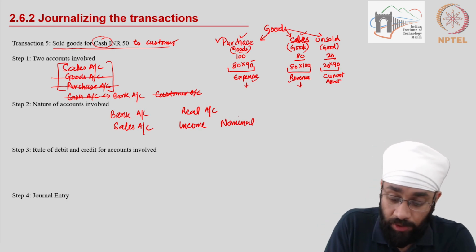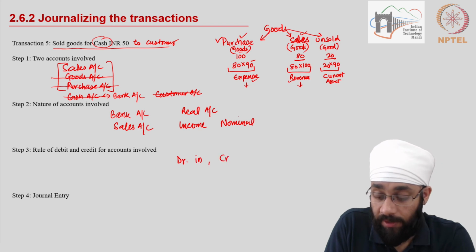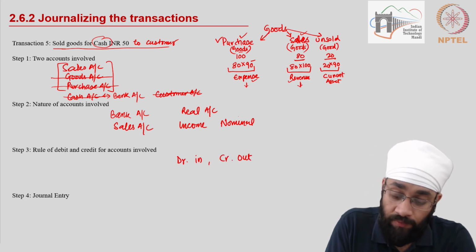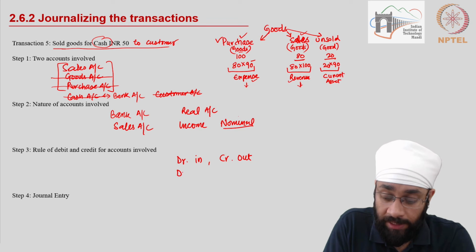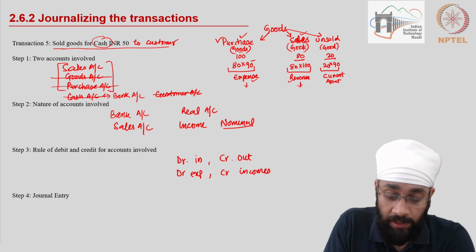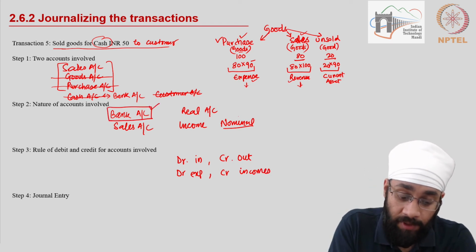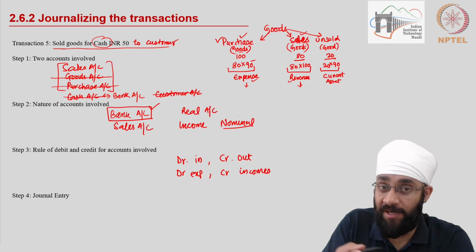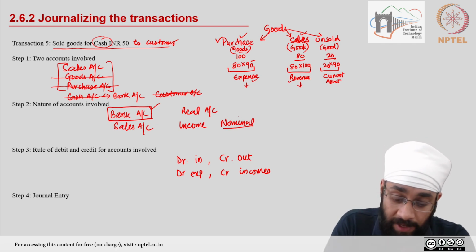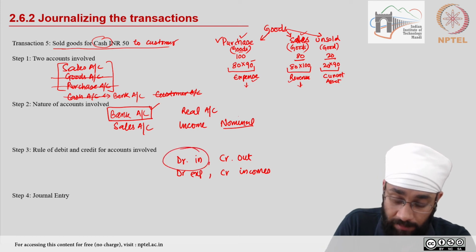For real account, your rule is debit what comes in and credit what goes out. For nominal account, the rule is debit all expenses and losses and credit all incomes. The bank here is going up because you're selling goods, cash is coming into your bank account, so bank balance is coming in, so debit what comes in.